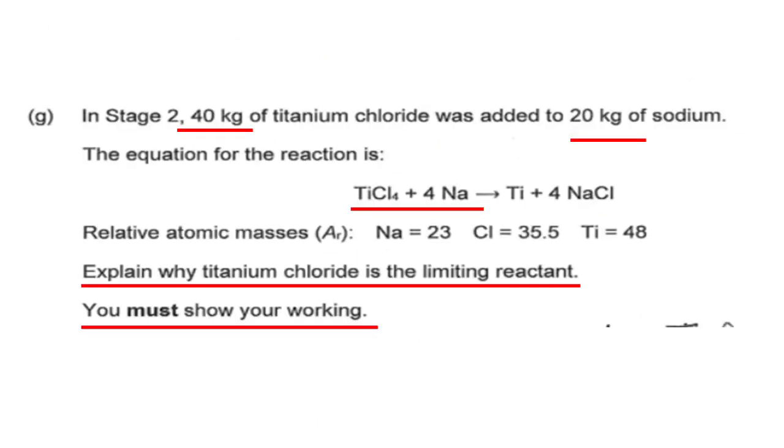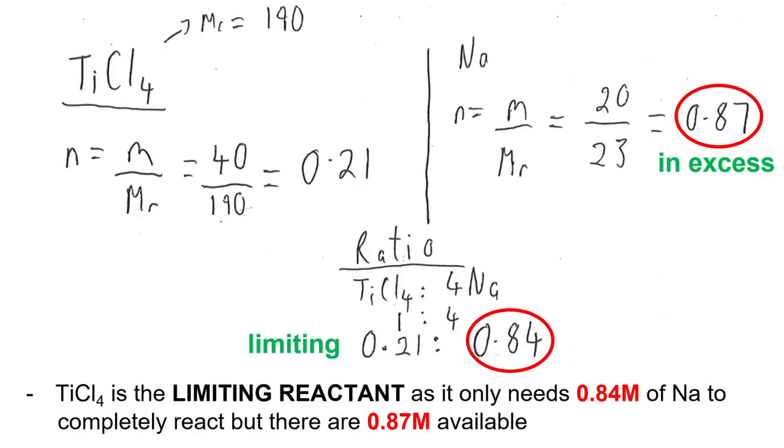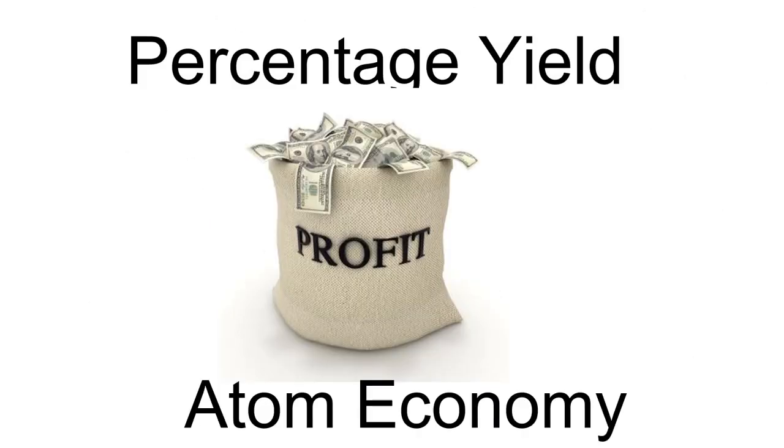Here's another one with titanium chloride and sodium, exact same thing again. 40 divided by 190, 0.21. 20 divided by 23, 0.87. Then I do the ratio and find out I'll need 0.84 sodium. But I have 0.87, so I have more than enough. So therefore the titanium chloride is limiting and the sodium is in excess.